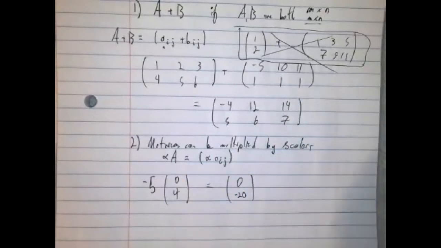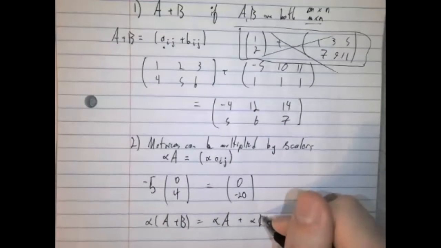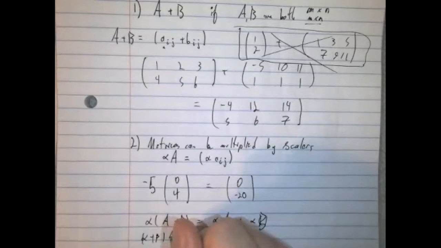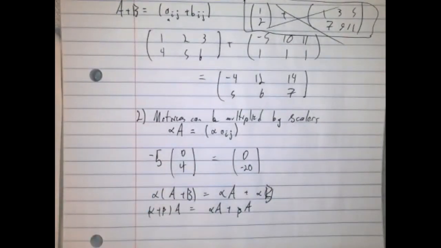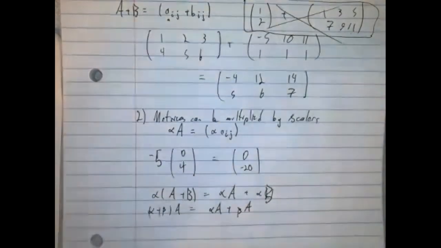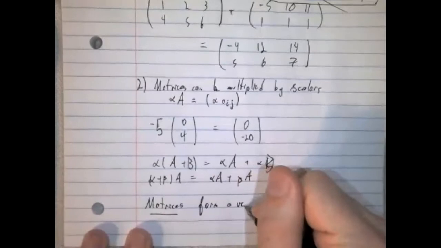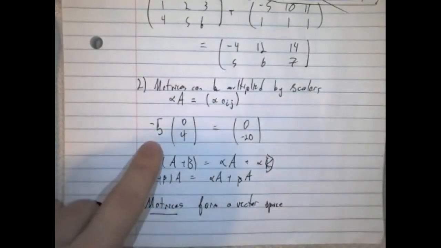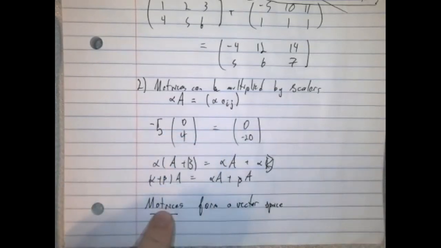And they satisfy a whole bunch of compatibilities, like alpha times A plus B is equal to alpha A plus alpha B, and similarly alpha plus beta times A is equal to alpha A plus beta A. Can someone tell me what structure I have just more or less put on matrices? Similar to the vector space you talked about earlier? Yeah, exactly. Matrices form a vector space. It depends on what sort of numbers you allow yourself to multiply by, but we can write matrices as forming a vector space over R or over C.